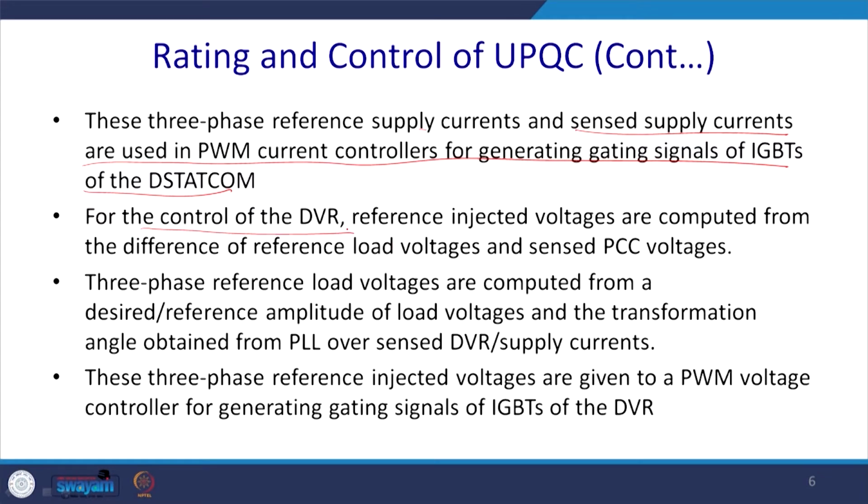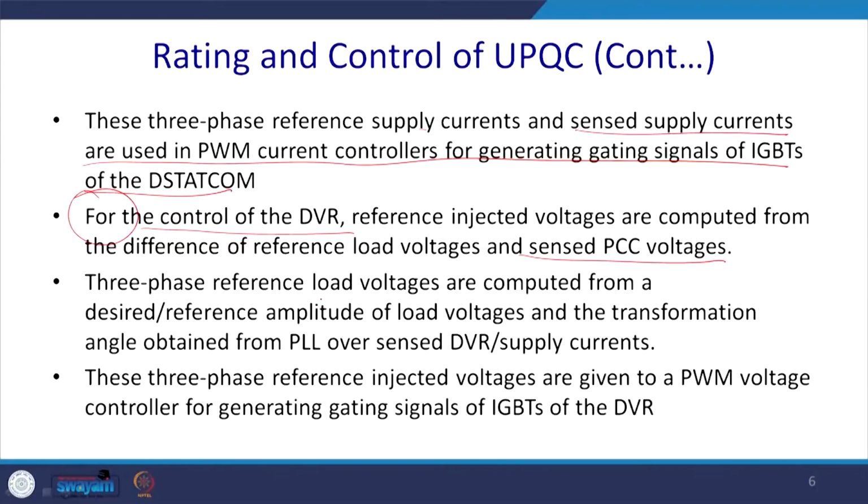For the control of the DVR, reference current is injected. For the next, now let us talk about this. For the control of the DVR, the reference injected voltages are computed from the reference of the load voltage and the source voltage at PCC. So, we require voltage sensors, we require to check if there is a sag or swell, and accordingly voltage will be injected or voltage will be taken out in case of the swell.